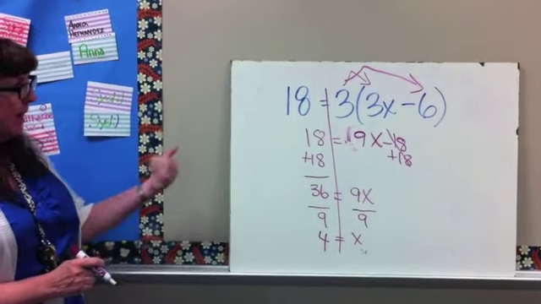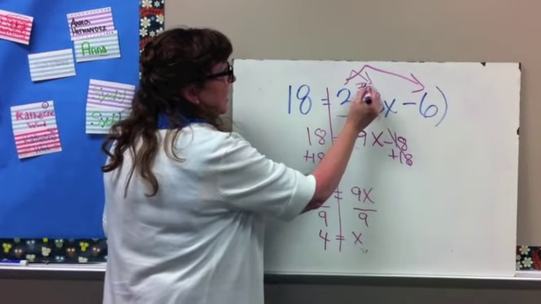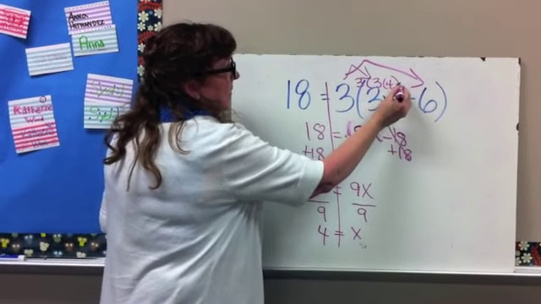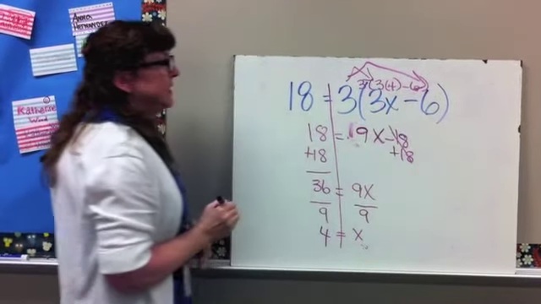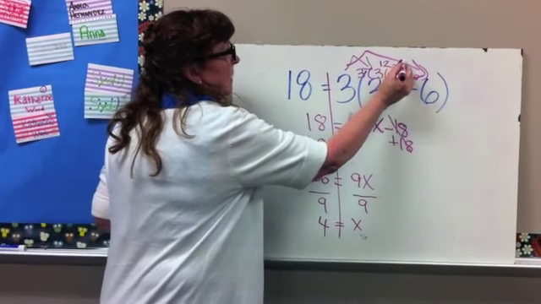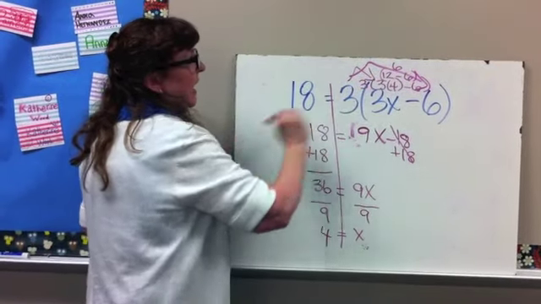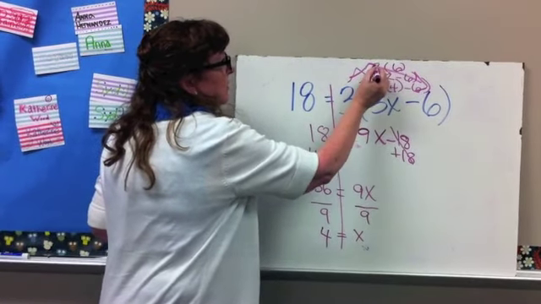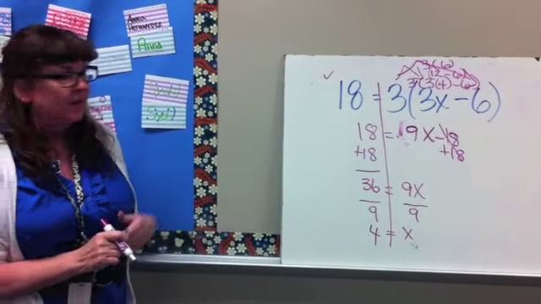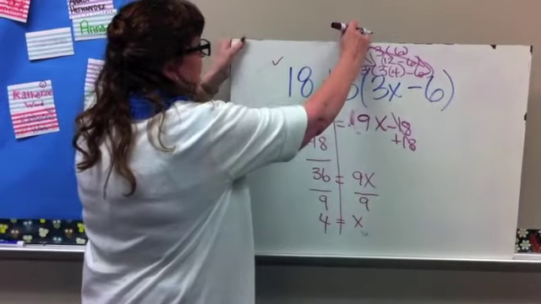So now you can go back into your equation and you can plug in, so 3(3 times 4 minus 6). Do the parentheses first. 3 times 4 is 12, minus 6. 12 minus 6 is 6, and 6 times 3 is 18, which is exactly what we got. So that works. Okay, let's look at another one.